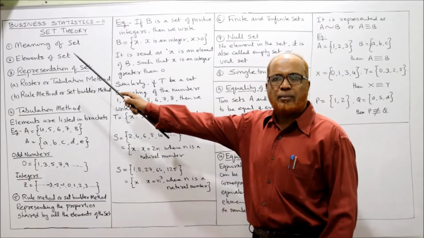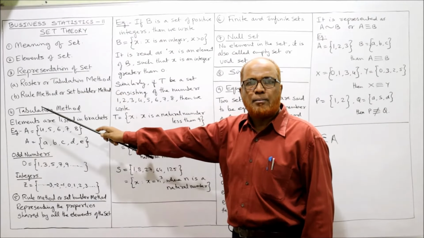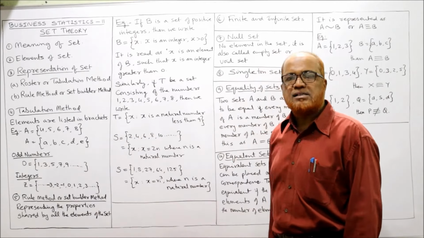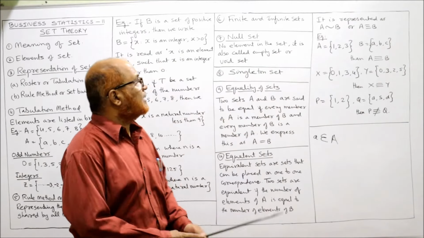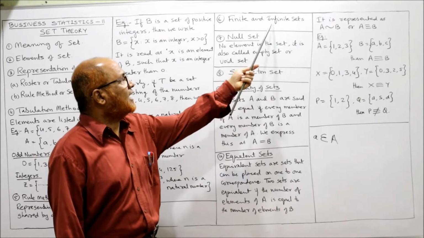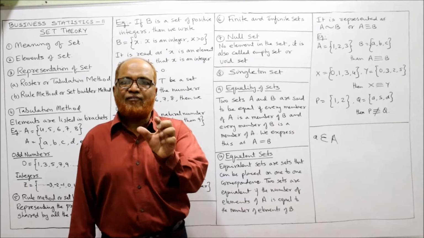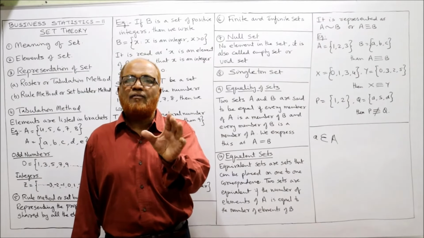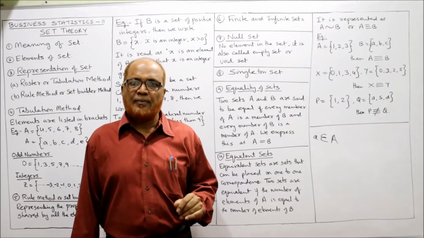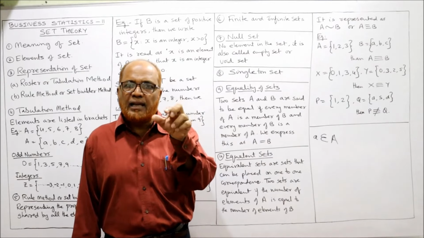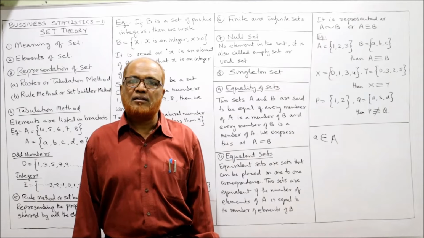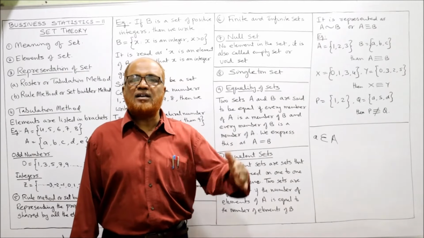So I have explained to you the meaning of the term set, elements of a set, and methods of representing a set: the tabulation method, roster method, and set builder form. The next topic is different types of sets. Sets are classified into types like finite and infinite sets. A finite set is a set where we have a limited number of objects in the bracket. If we list down a limited number of objects in the bracket, then it is a finite set.